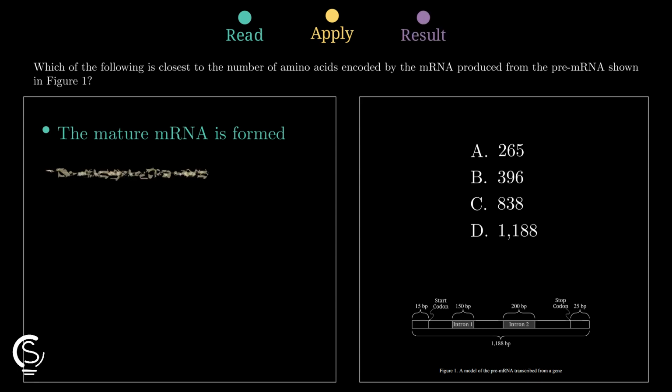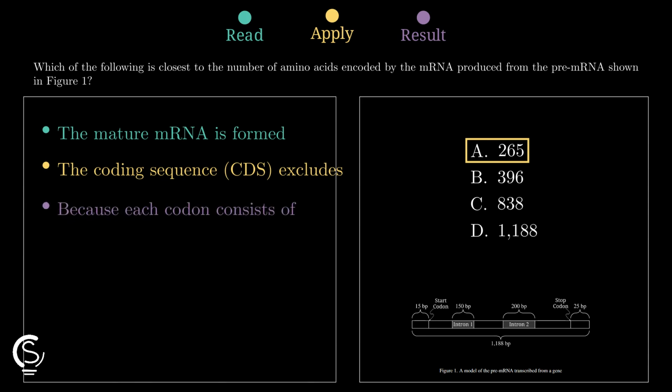Finally, divide that total by 3 since each codon has 3 bases. This calculation gives us 265, making option A the correct choice.